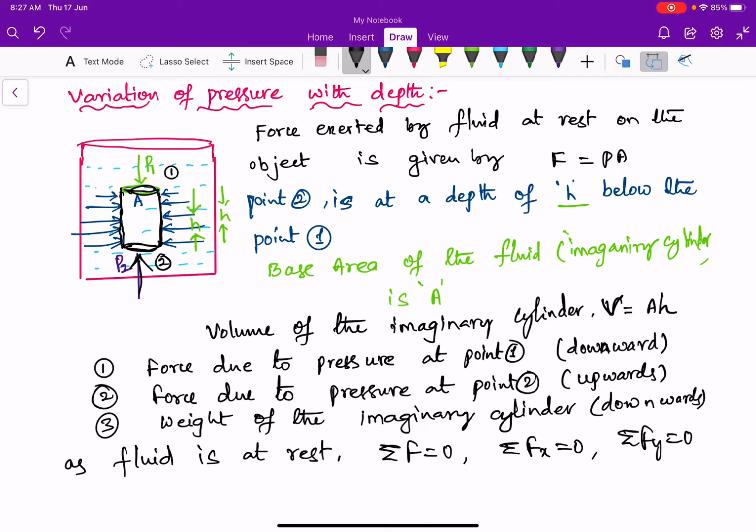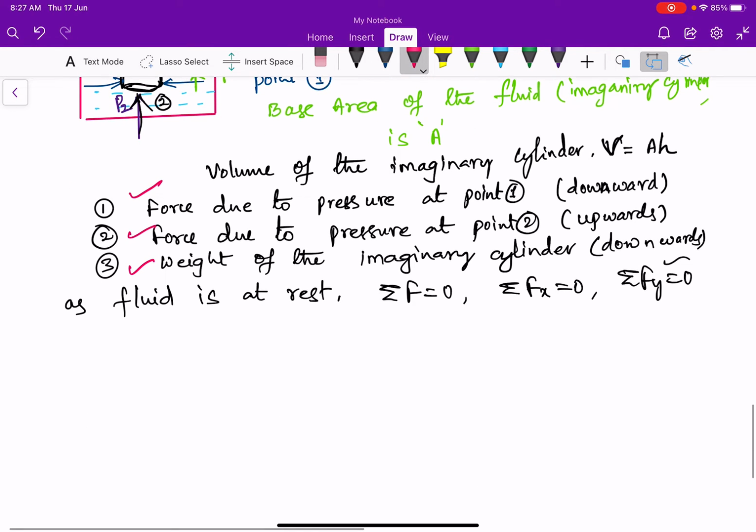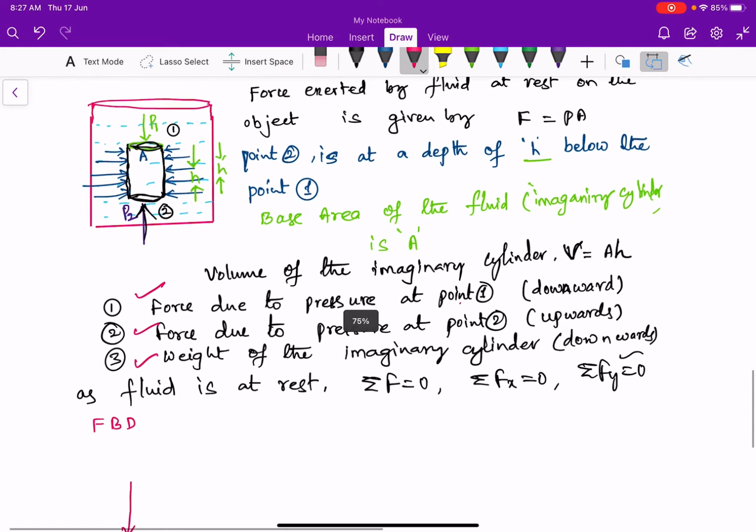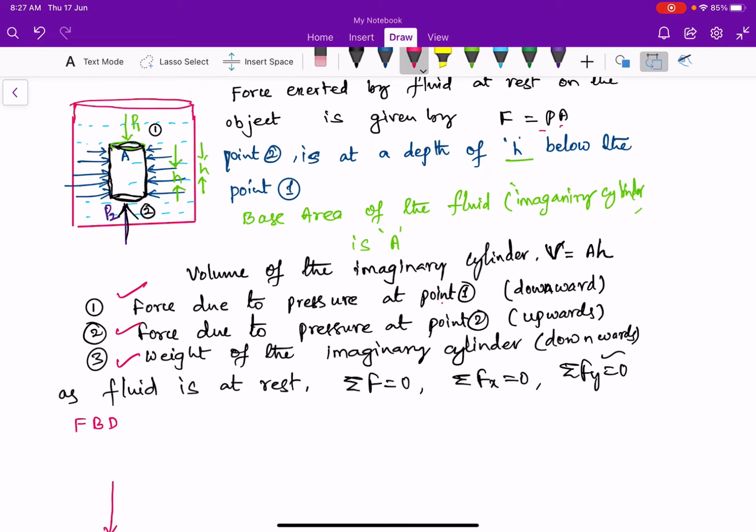There are no x components of forces in this picture, and there are only y components of forces. Those y components are the force due to pressure at top and force due to pressure at bottom, and another one is the weight of the imaginary cylinder. So I am drawing a free body diagram here. The force due to pressure at point 1 is downwards. This force is nothing but pressure P1 into area. We defined that force is equal to pressure into area.